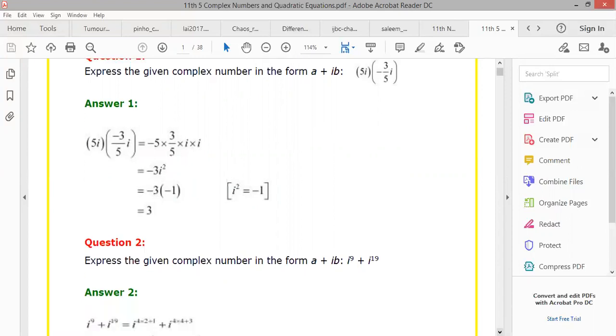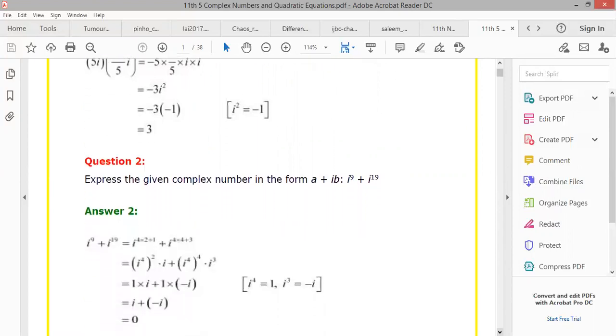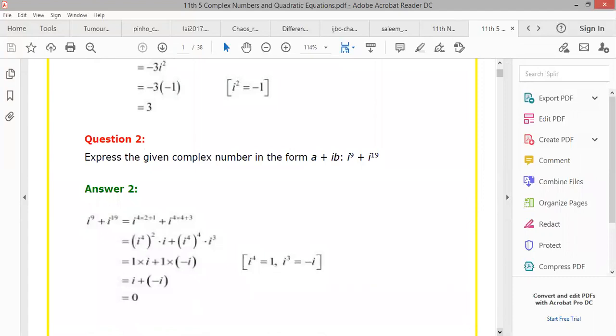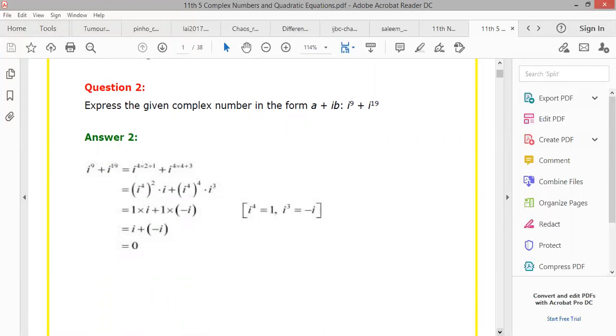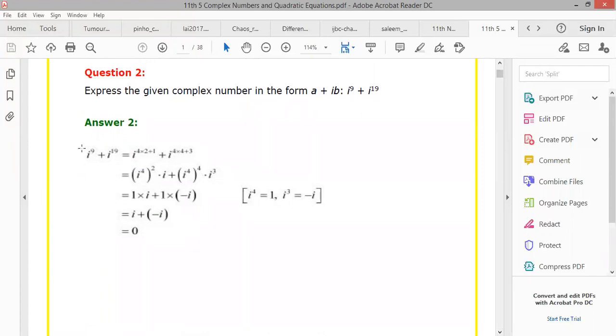Okay. The next question is to express the number i raised to the power 9 plus i raised to the power 19 in the form a plus ib. How can we do that? Simply we have to use the laws of indices. We break i raised to the power 9 like this: i raised to the power 4 into 2 plus 1. And i raised to the power 19 is 4 into 4 plus 3. So this is i raised to the power 4 into 2.